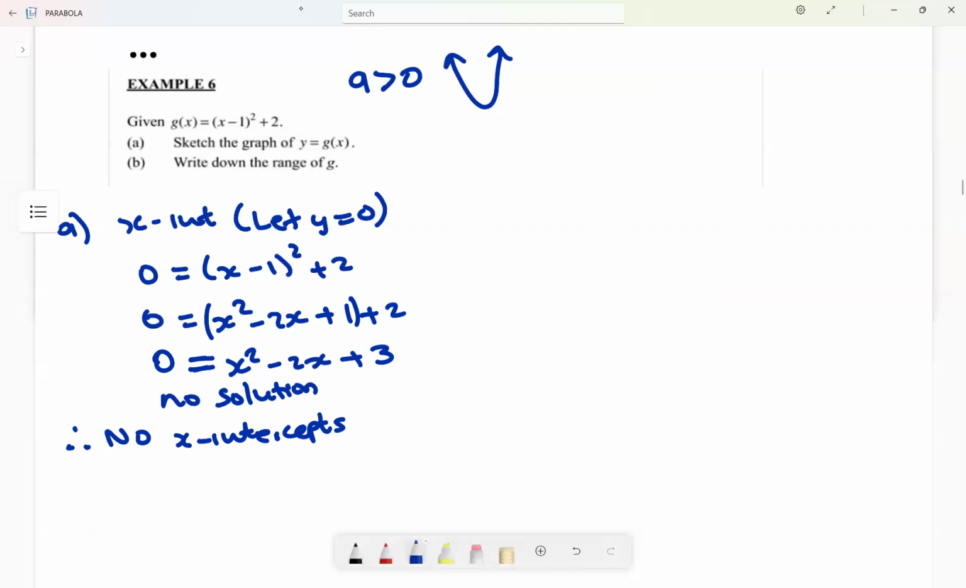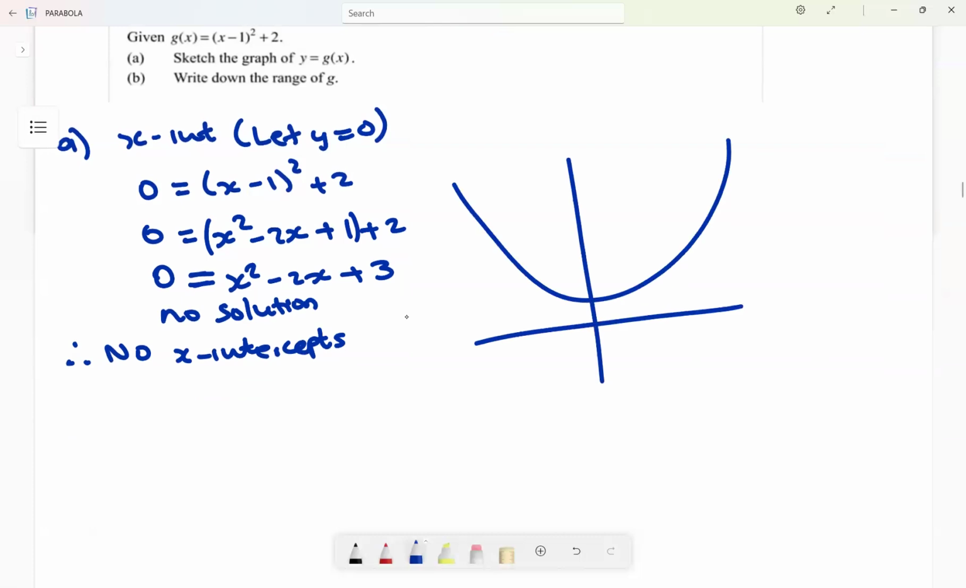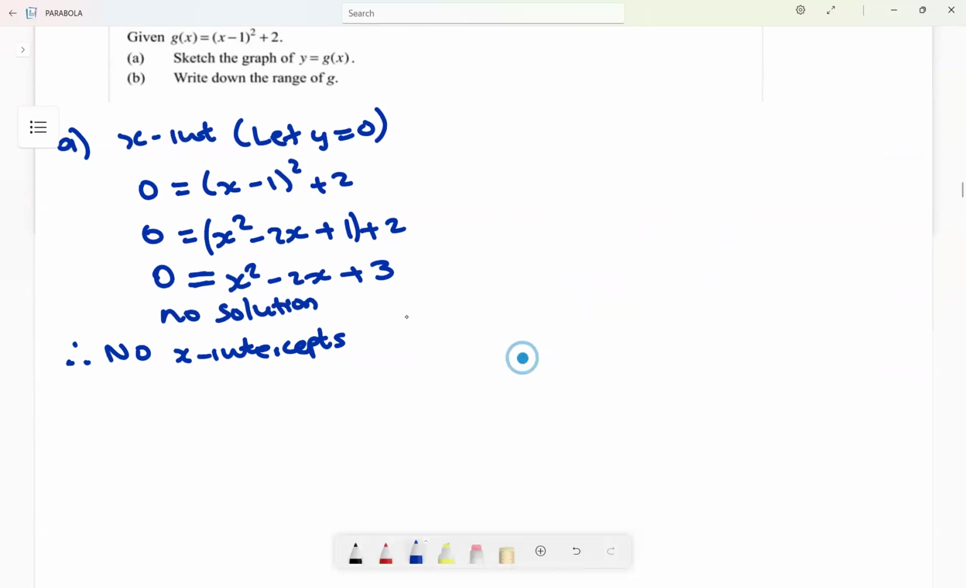Unfortunately for us, there are no x-intercepts. It means our graph is going to float this way, maybe something like this, but it does not touch your x-axis. Because there are no x-intercepts, we cannot solve this one.